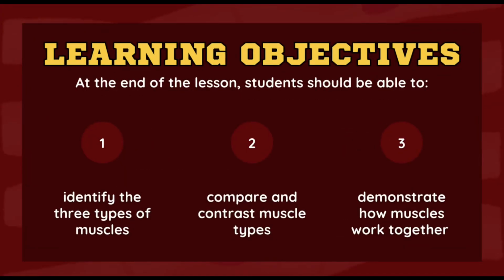These are our learning objectives. First, we are going to identify the 3 types of muscles. Second, we are going to compare and contrast muscle types. And third, we're going to demonstrate how muscles work together.